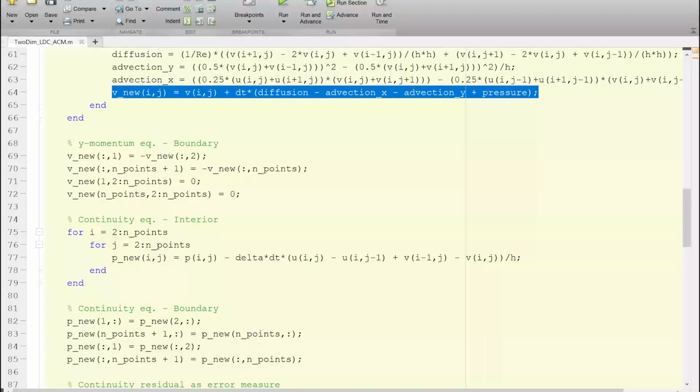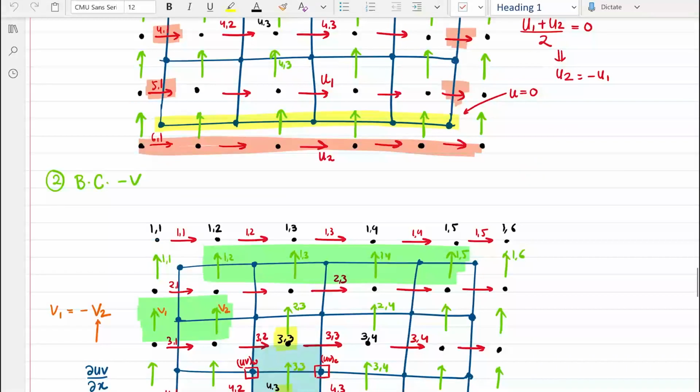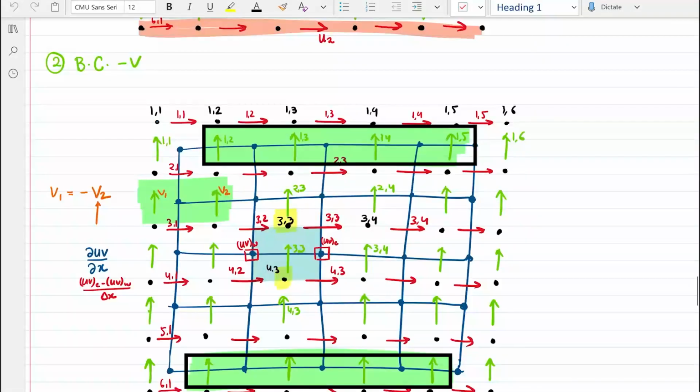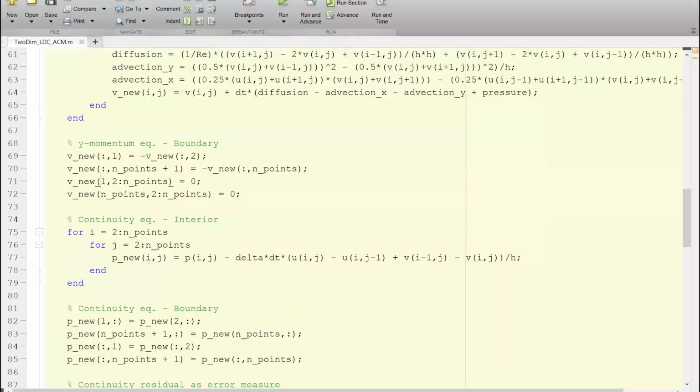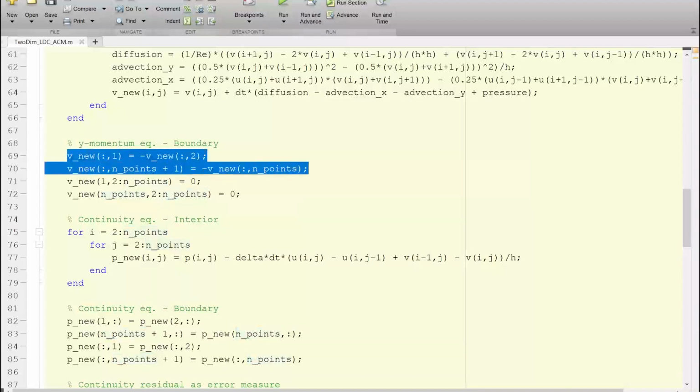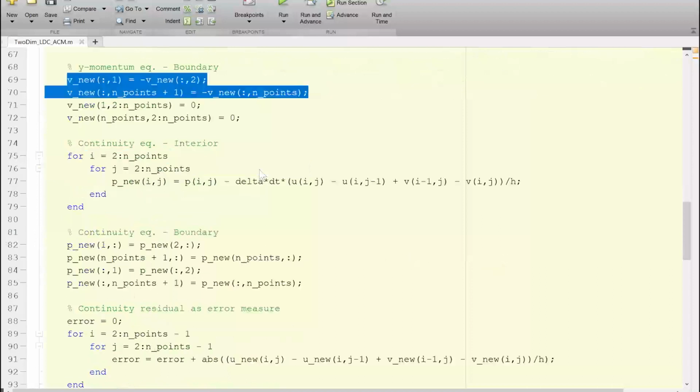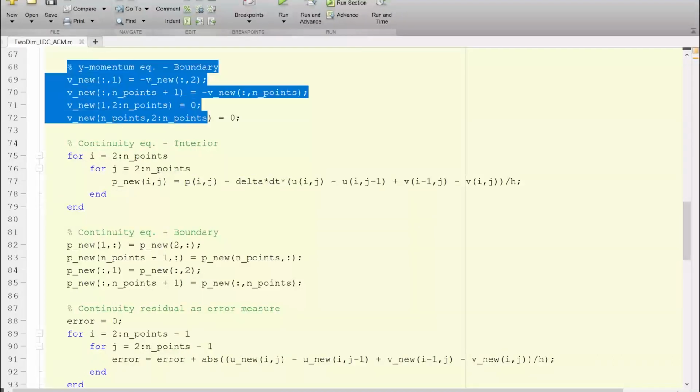So we have the two boundary conditions at the, so let me go back to the figure. So we have the top and the bottom boundary is supposed to be 0. So the first and the last row are being equal to 0, while the first and the last column are correspondingly negative of the second and the second last column. So that is about the V momentum equation.